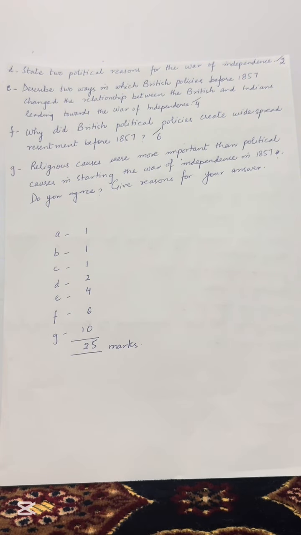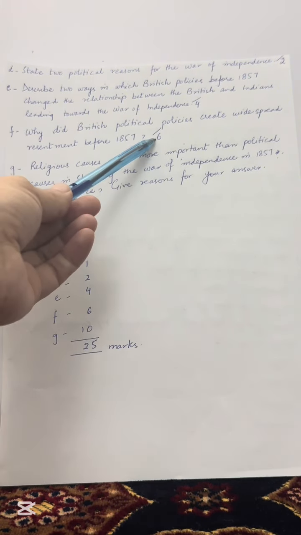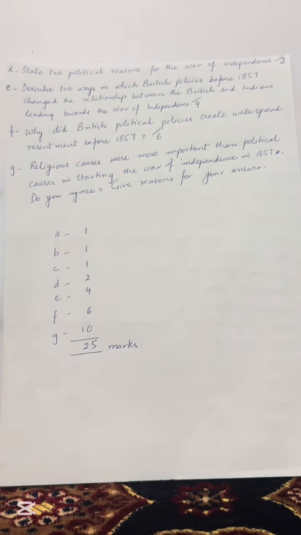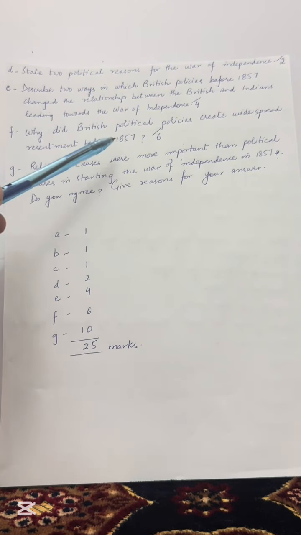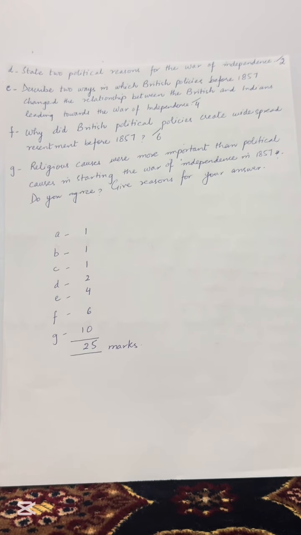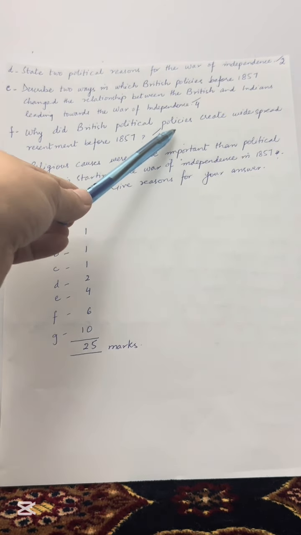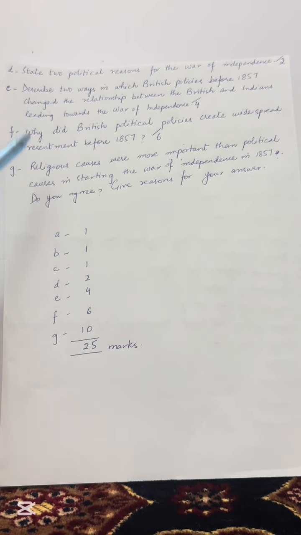Part F is a why question, as it was in the earlier papers too, but the why question was earlier based on 7 marks. Now this question is based on 6 marks. The question is, why did British political policies create widespread resentment before 1857? Again, it's a why question, and you will be talking about the political policies of the British which grew into the resentment of 1857.